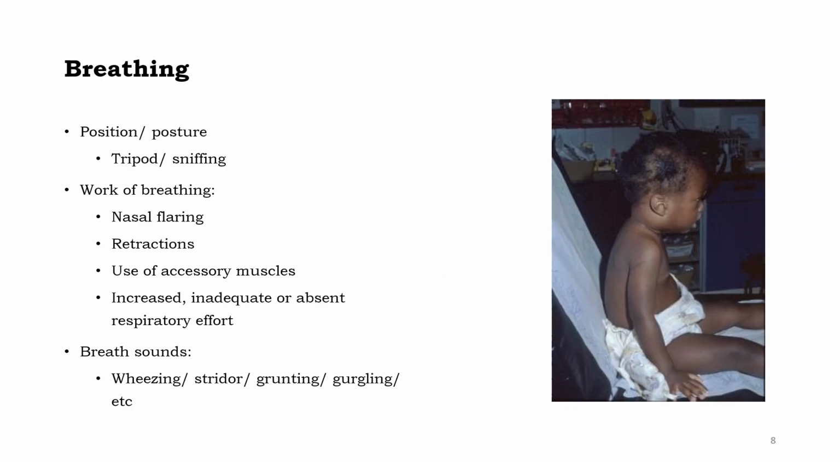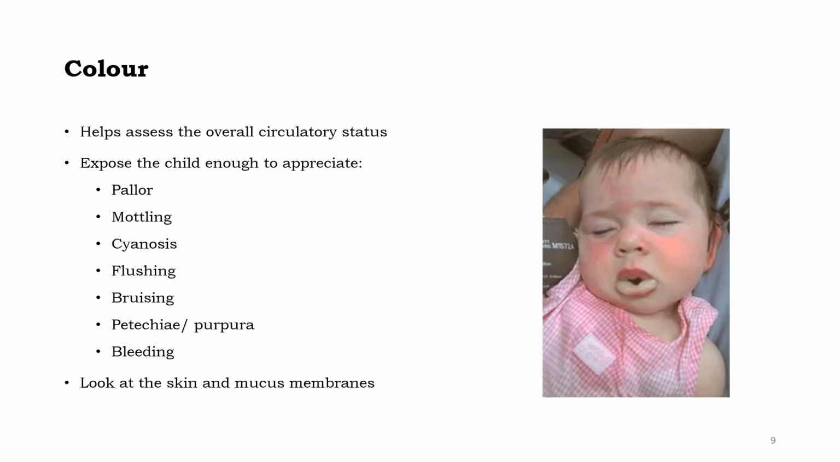Coming to B for breathing, you're going to be looking at the position of the child, the work of breathing, and the breathing sounds, not necessarily by auscultation, but just by getting the sounds which are clearly audible in the room, like wheezing, stridor, grunting, gurgling sounds. You can see in the picture this child is in a tripod or a sniffing kind of position.